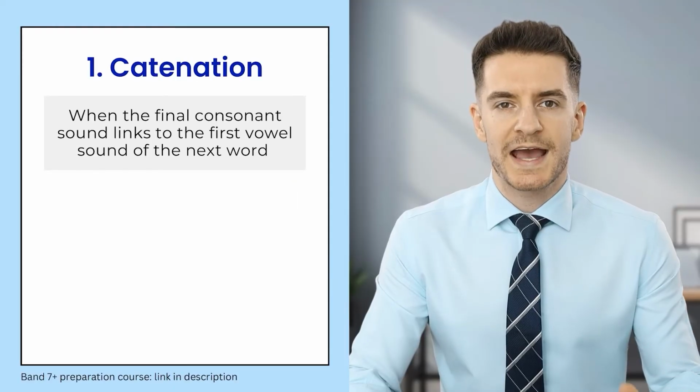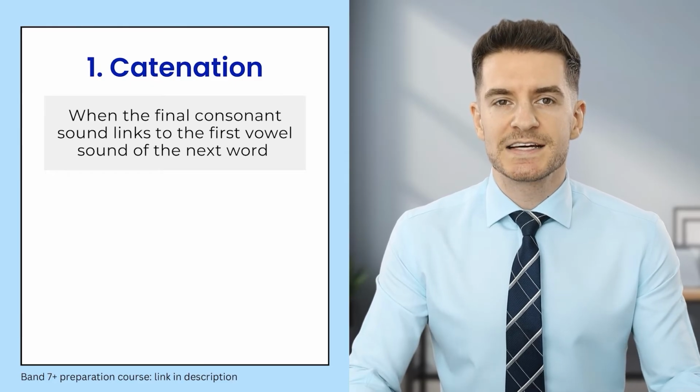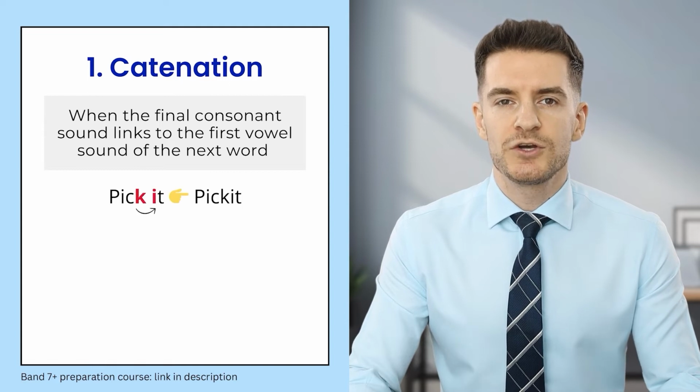All right, so let's start with the first type, which is called catenation. This is when the final consonant sound links to the first vowel sound of the next word. Let me show you an example.